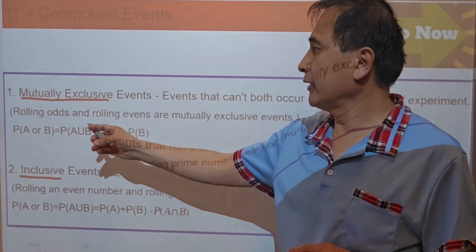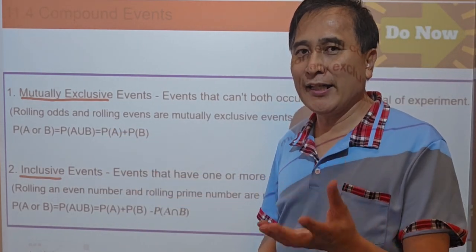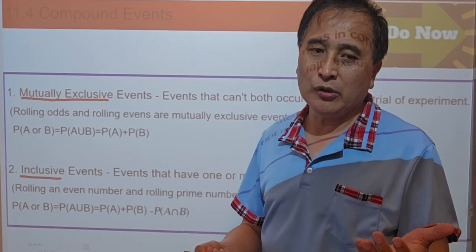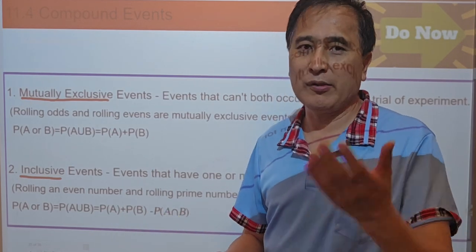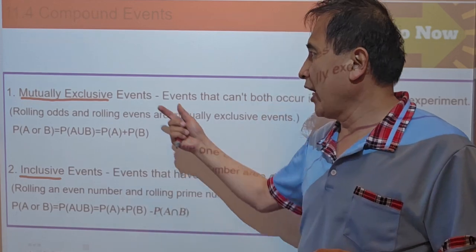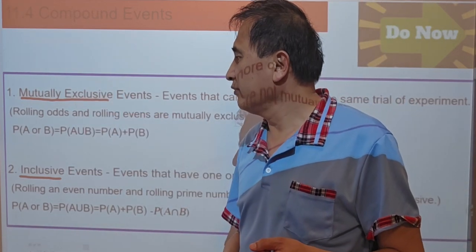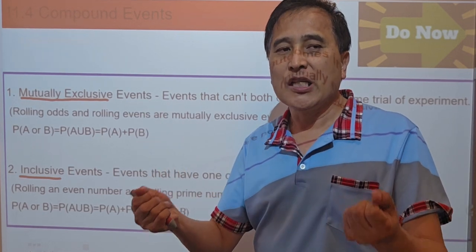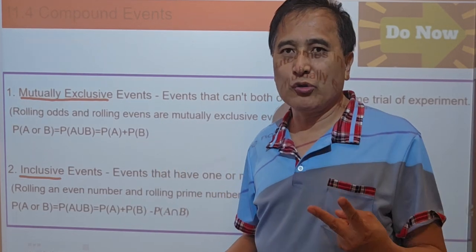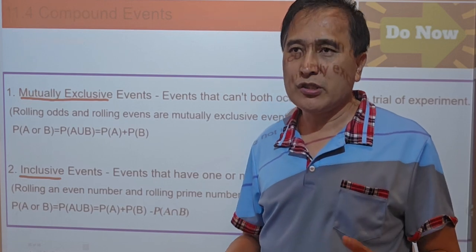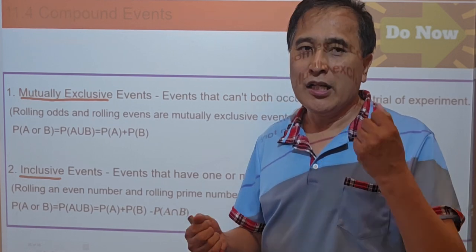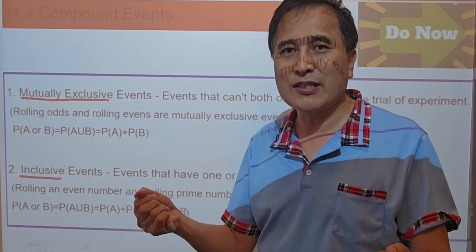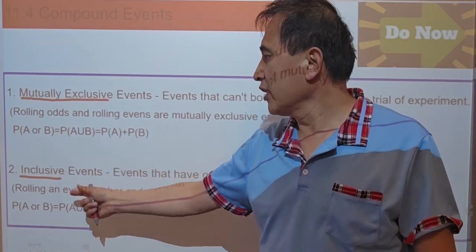So for example, rolling one die and getting even and odd at the same time cannot happen. Even or odd, but at the same time, even and odd is impossible. So we call it mutually exclusive. But take rolling a die and getting an even number and a prime. Even and prime? Yes, because the number 2 is even and also a prime number, so that's possible. Then the even number event and prime number event are not mutually exclusive; they are inclusive.